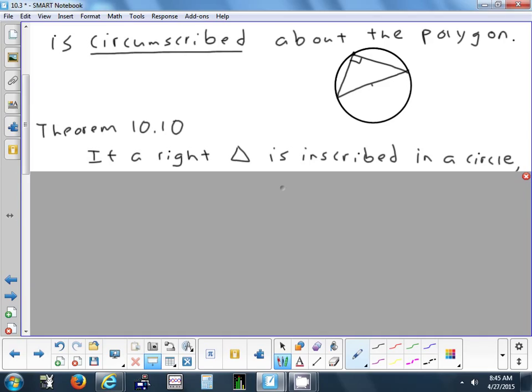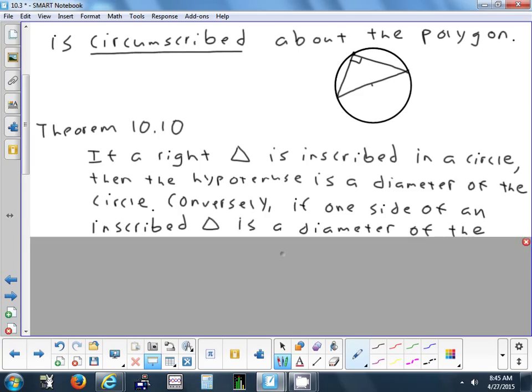What do we know happens all the time? If you draw a right triangle inscribed in a circle, the hypotenuse of that triangle is automatically going to be what? Diameter. Yeah, it's going to be the diameter, because it's going to be intercepting an arc of 180 degrees. And that's part of what this theorem says. Okay, so if you draw a right triangle inscribed in a circle, the hypotenuse is the diameter.